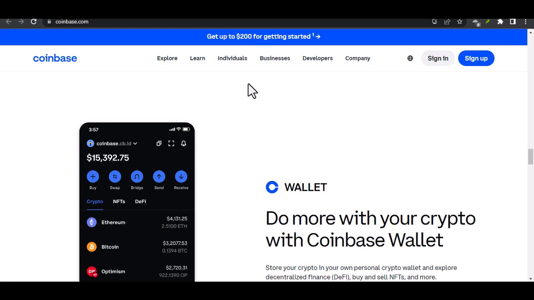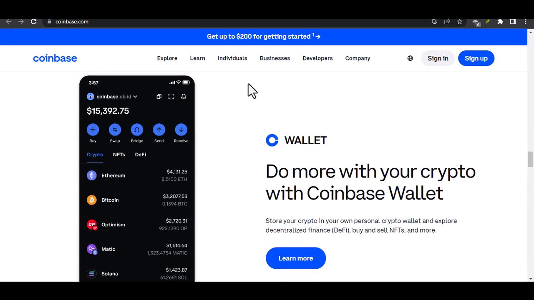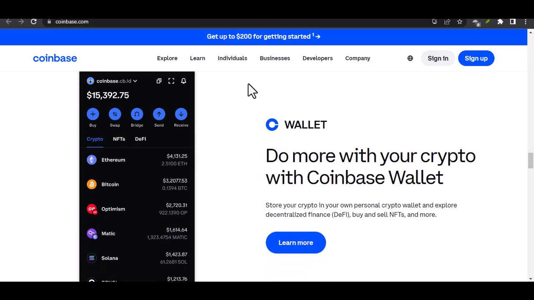Of course, the world of crypto is constantly evolving, so it's always a good idea to stay informed. Keep an eye out for any updates from Coinbase or Tether Limited that might affect your USDT.